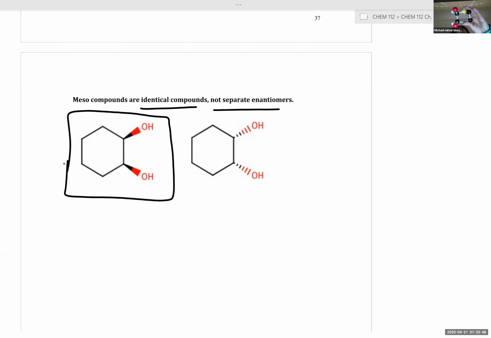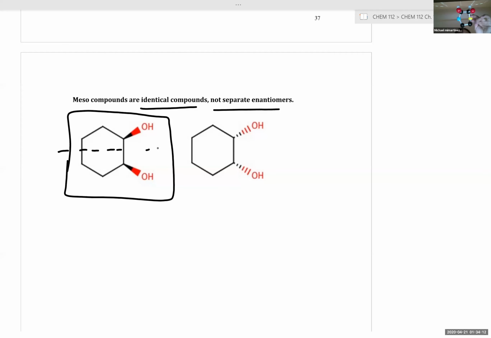Does everyone agree the OHs are pointing towards us? Now, from this perspective, can everyone see how if I divide my molecule in half with my hand, both of the halves are identical? If I draw my plane of symmetry right down the middle, we split it physically with our hand, both of the halves are identical?